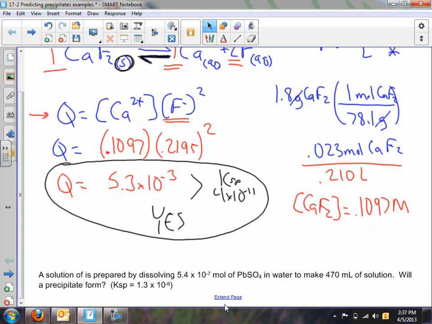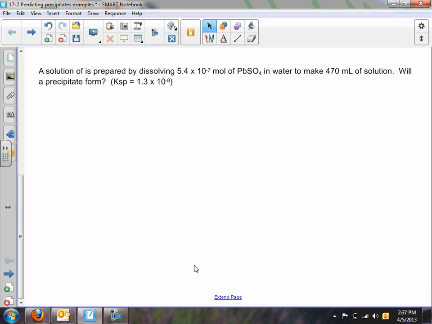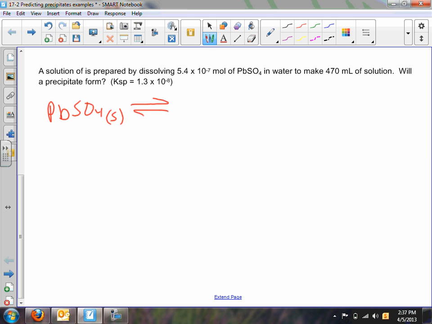Let's try one more example here. Same thing, just a different substance. In this case, I have lead sulfate. So PbSO4 solid is in equilibrium with lead ions, Pb2+, and sulfate, SO4 2-, both of which are aqueous.